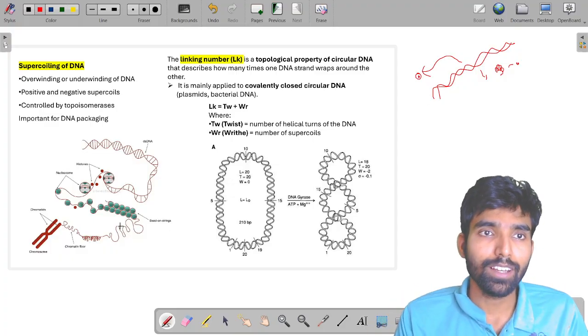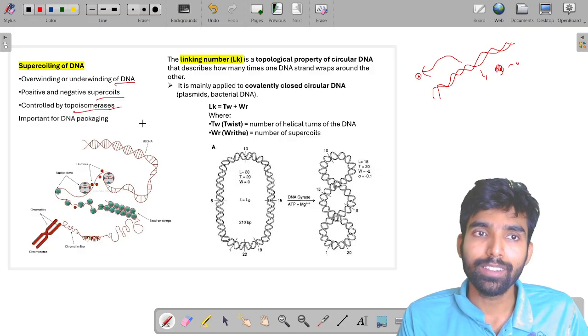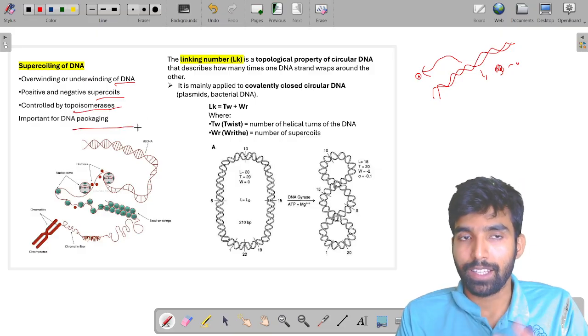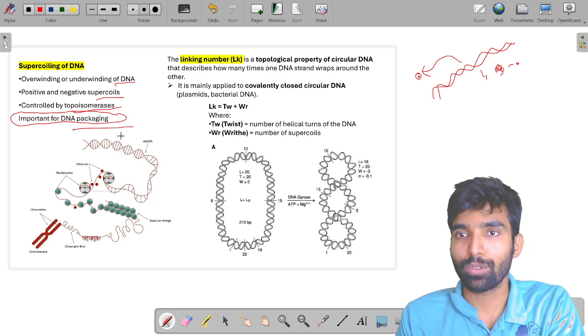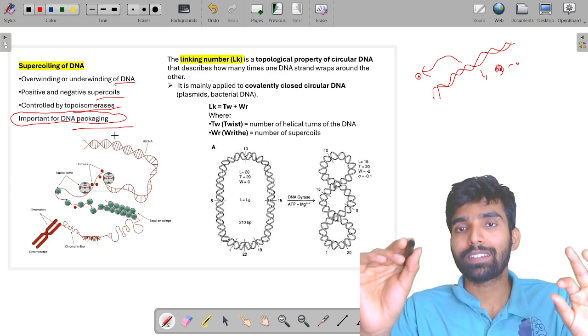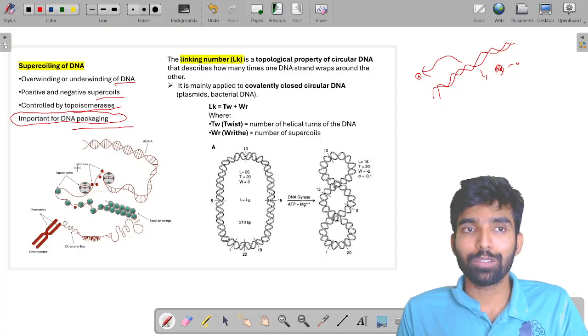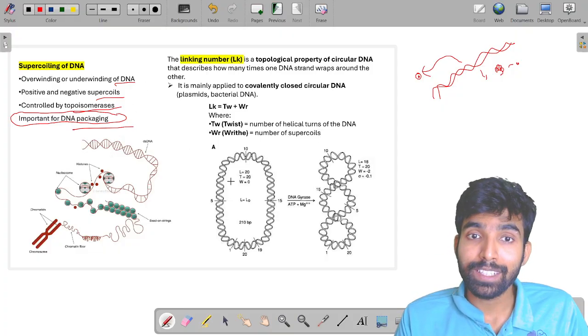Supercoiling actually involves two things. First is the overwinding or unwinding of the DNA, which can be positive or negative supercoil, controlled by topoisomerase, and important for DNA packaging. By this time you should understand that it's important for DNA packaging. That's what I told you: you have to accommodate the whole gene, the whole information, inside a short space. How can you do this? That's the supercoiling procedure. So, overwinding and unwinding.